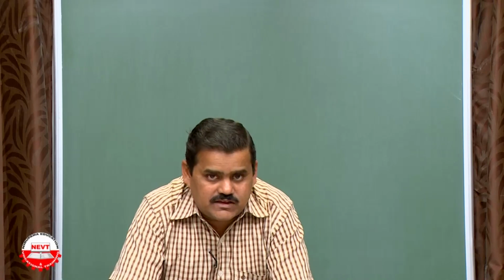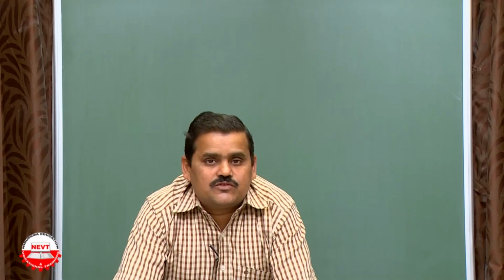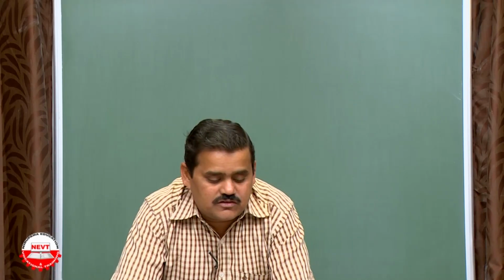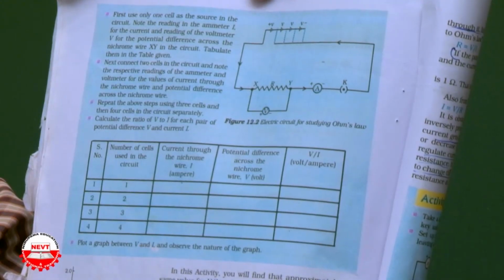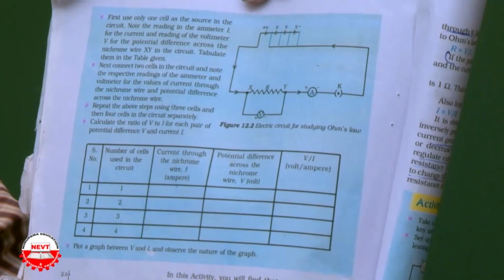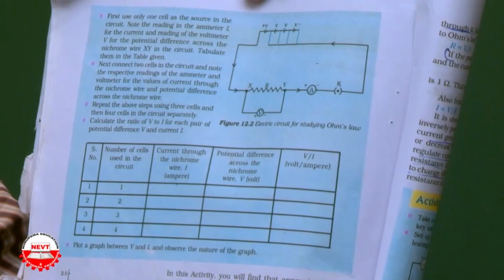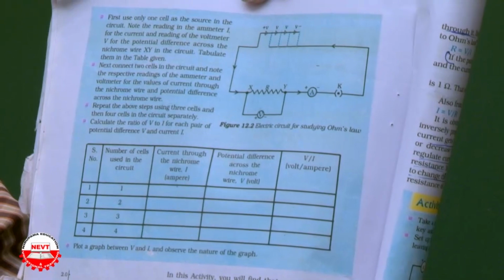Another activity is given in your book. You just see page number 204, in the blue box, you see the figure. One activity is there to verify Ohm's law. From this activity, one question will come. In the activity, you will notice that 4 batteries are connected in the circuit along with a voltmeter and an ammeter.